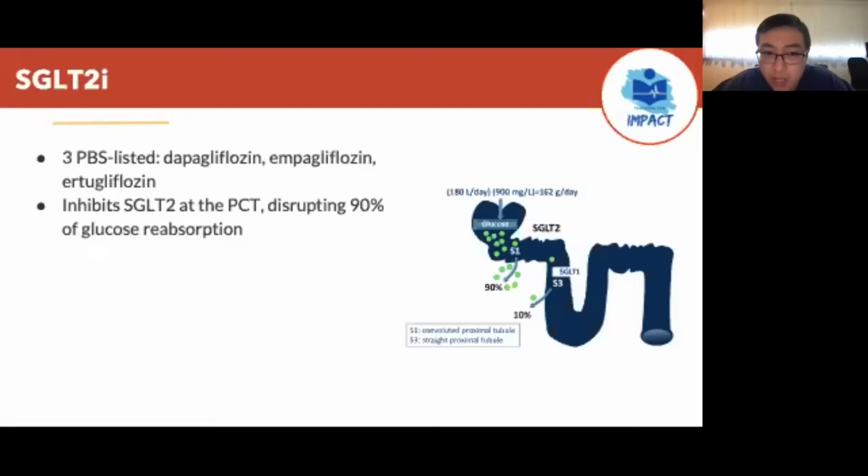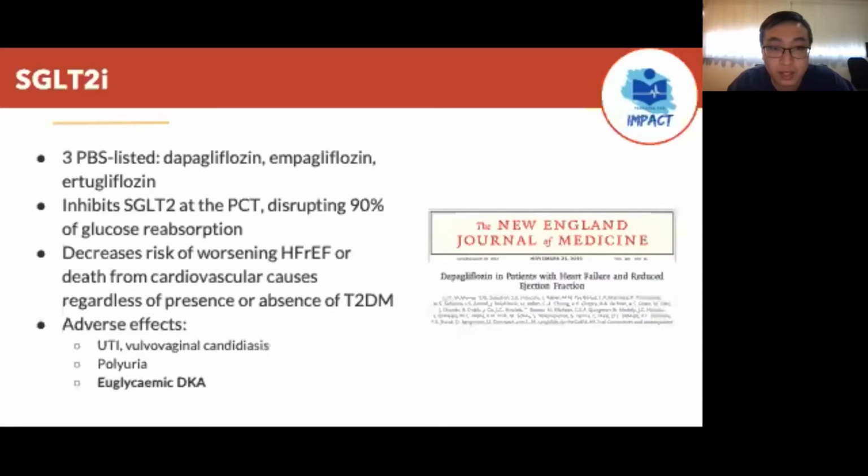So Sglt2 inhibitors, it's in the name, inhibit Sglt2 at the proximal convoluted tubule, or the S1 segment of the proximal tubule, disrupting 90% of glucose reabsorption. The glucose remains in the renal tubule and is peed out. So it promotes glycosuria and glucose loss that way.